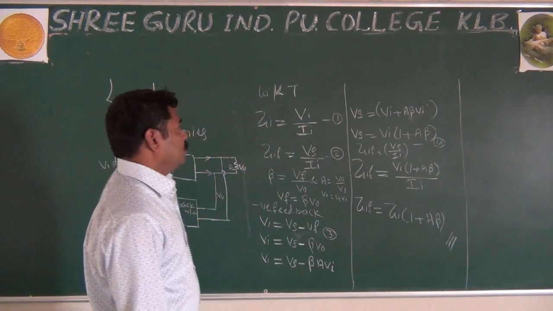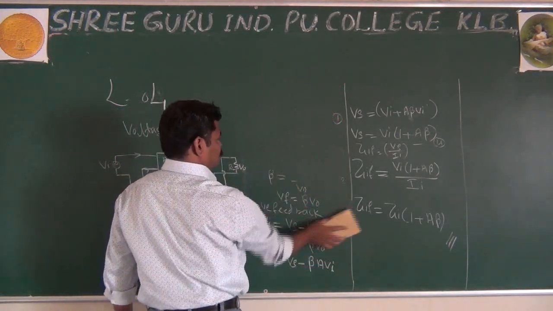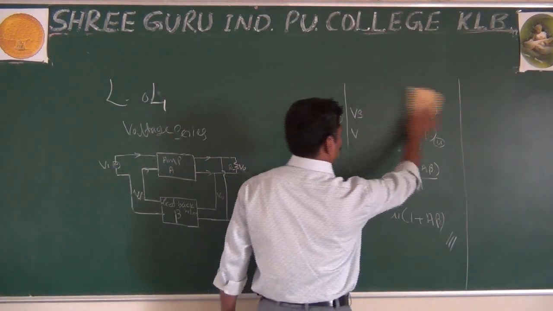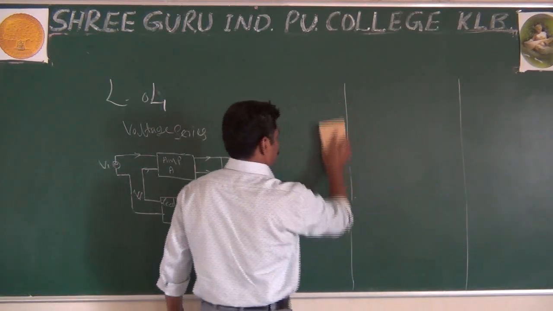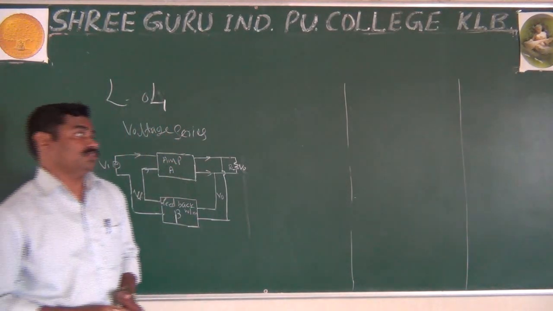And I will go for another small derivation. They'll ask about the derivations in the exams, because as I said already, they'll ask 5 marks from this chapter. In that 5 marks, they'll ask one 3 mark question and one 2 mark question. They'll also ask one simple problem.